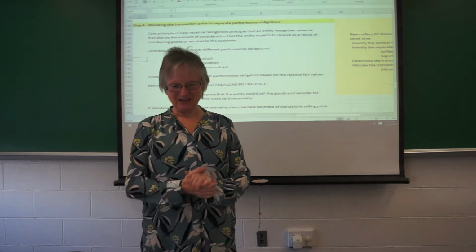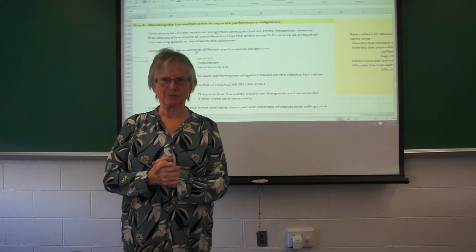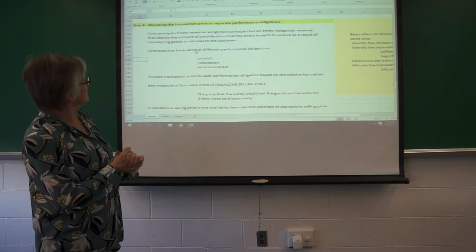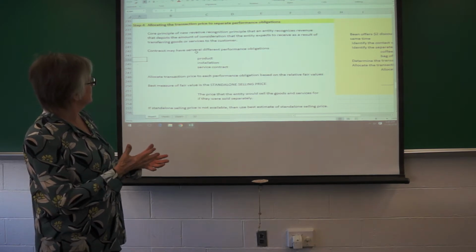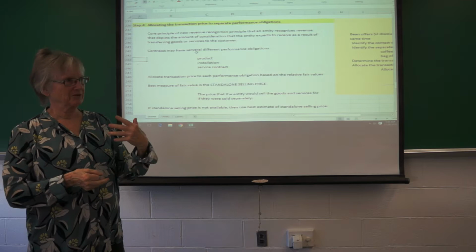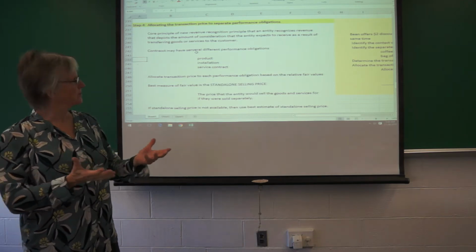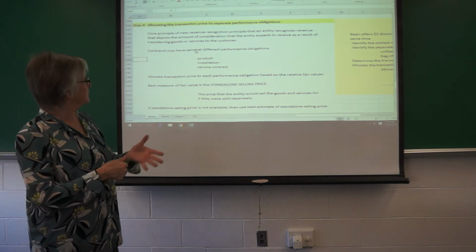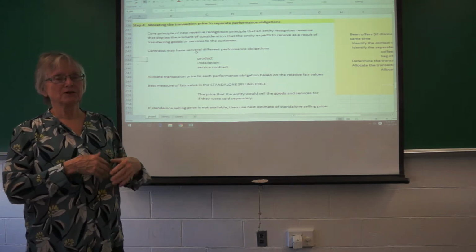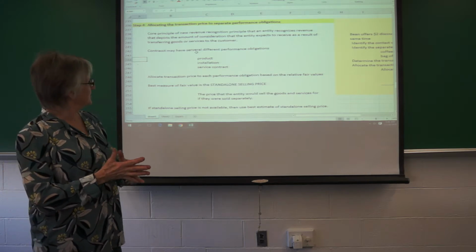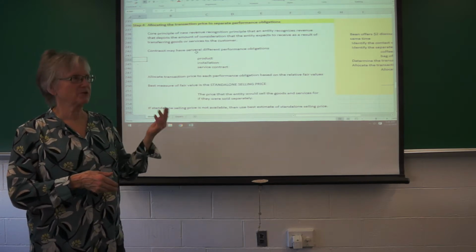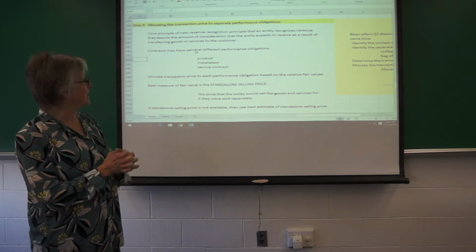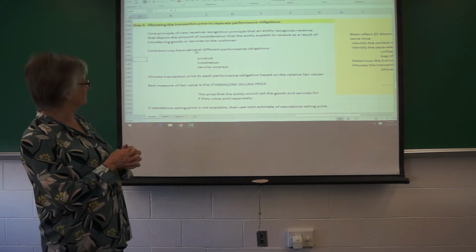So step 4, allocating the transaction price to the separate performance obligations. The basic principle is that we're going to recognize the amount of revenue that the seller expects to receive as a result of selling a good or service. A contract can have a bunch of different performance obligations involved. We have to separate out the performance obligations and then assign some of the transaction price to each one, and then recognize the revenue as those performance obligations are performed.